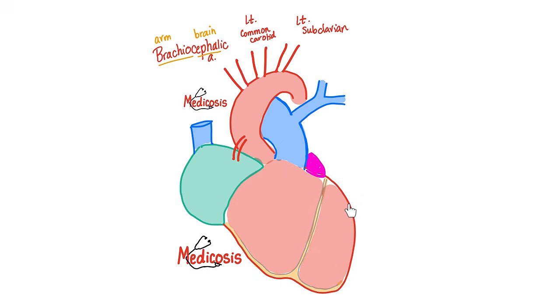The apex of the heart is formed by the left ventricle. The left ventricle has oxygenated blood. The left ventricle has a cavity and it has an outflow tract.